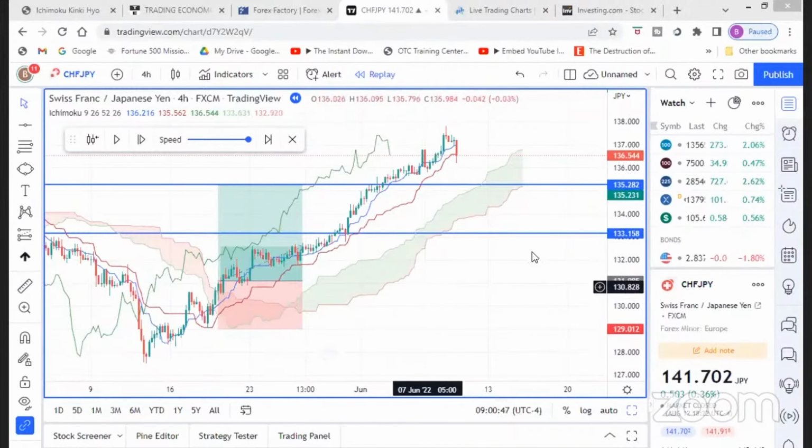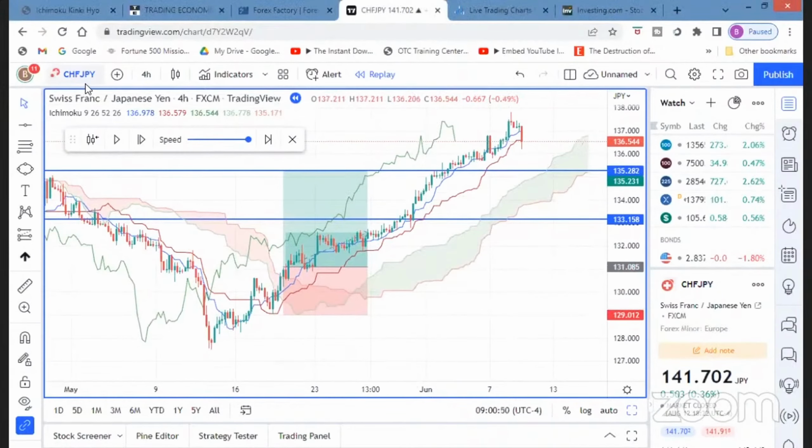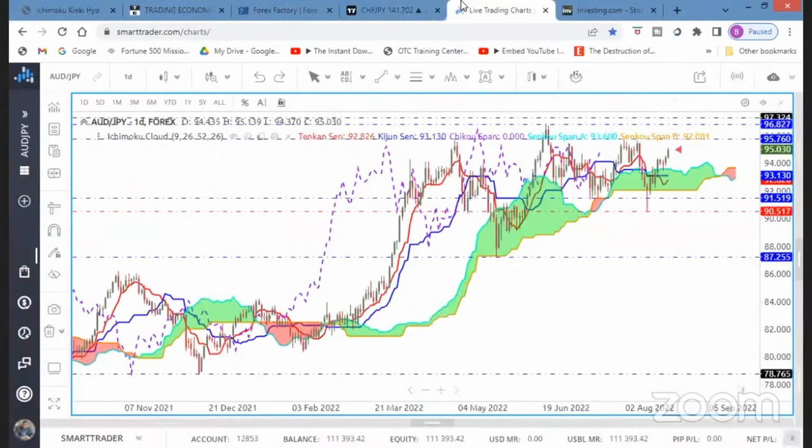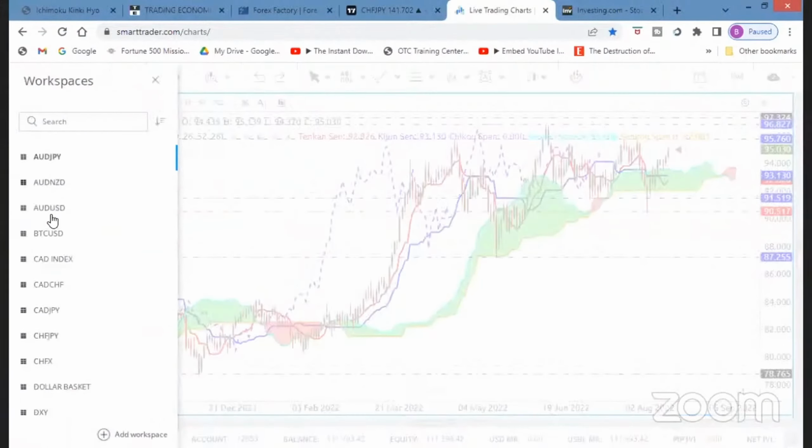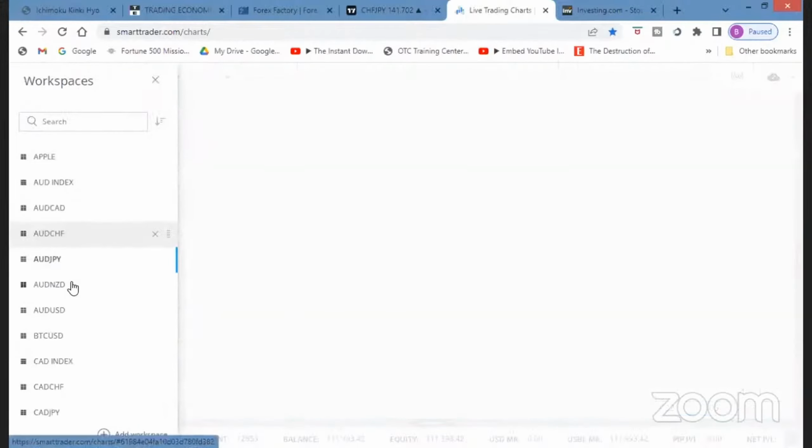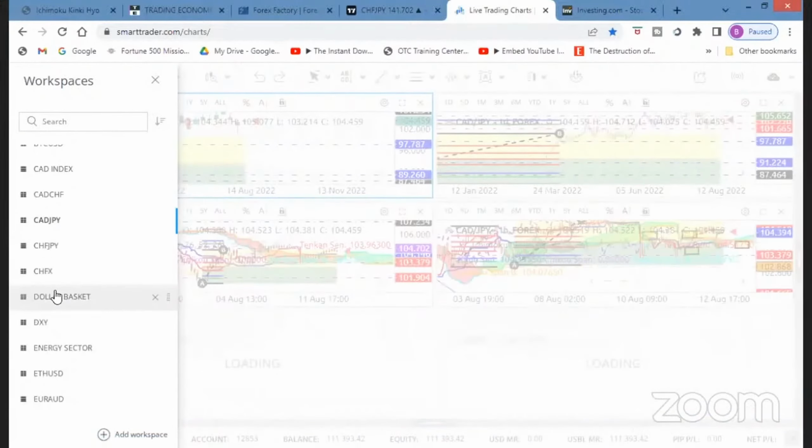If you go to Smart Trader and pull up the Swiss yen? Yeah. Which time frame? Go to the one for me. Okay.